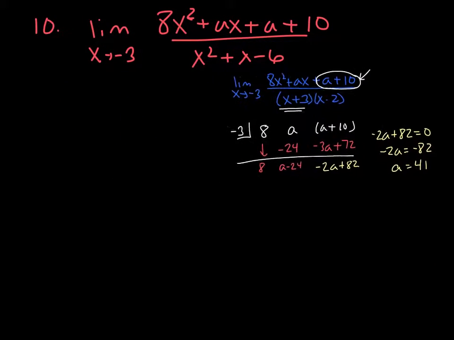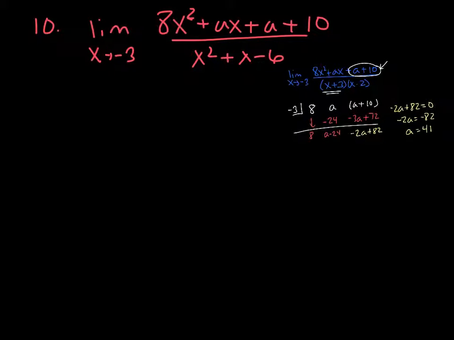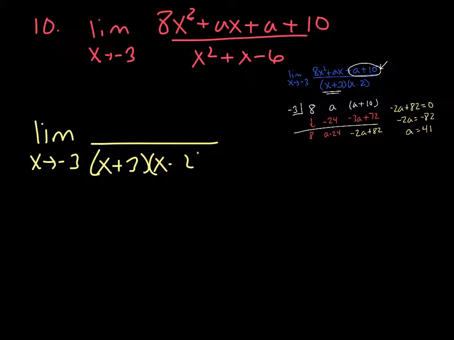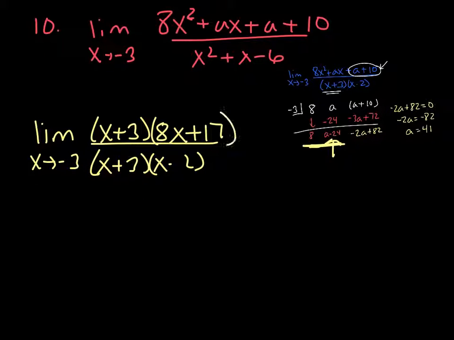I'm going to shrink this up and move it so I have some space. And now that we know that a is 41, we can write out our limit. Limit as x goes to negative 3. The bottom was factored into x plus 3 and x minus 2. And if we know that a is 41, and what we just did is we made x plus 3 a factor of the top, and from here we have 8x, and then 41 minus 24 would be 17. We're going to have plus 17.